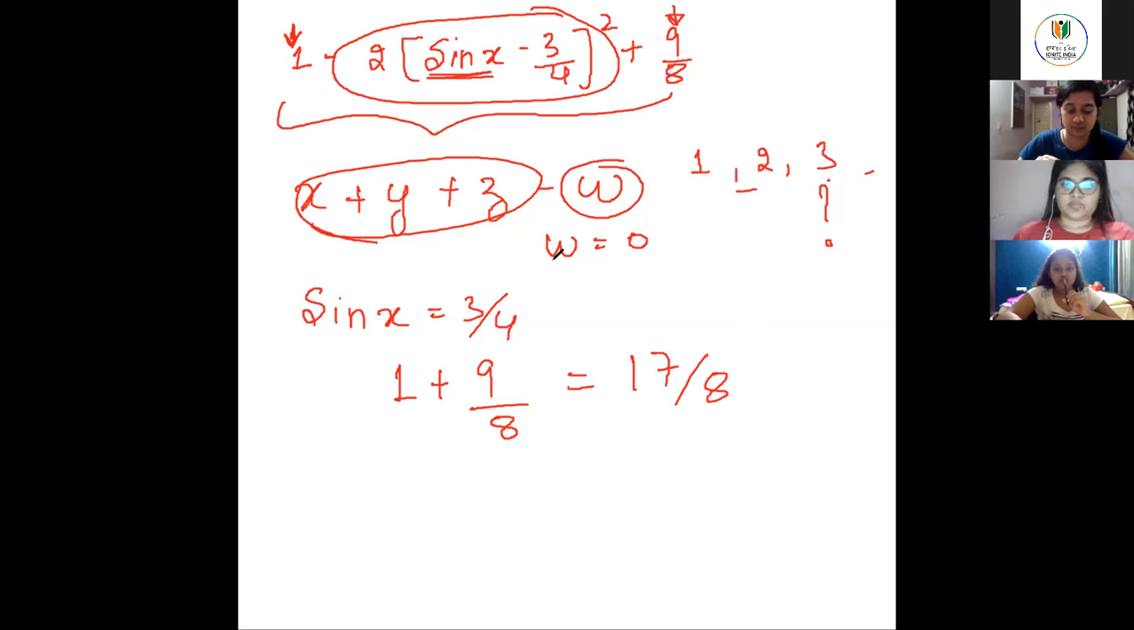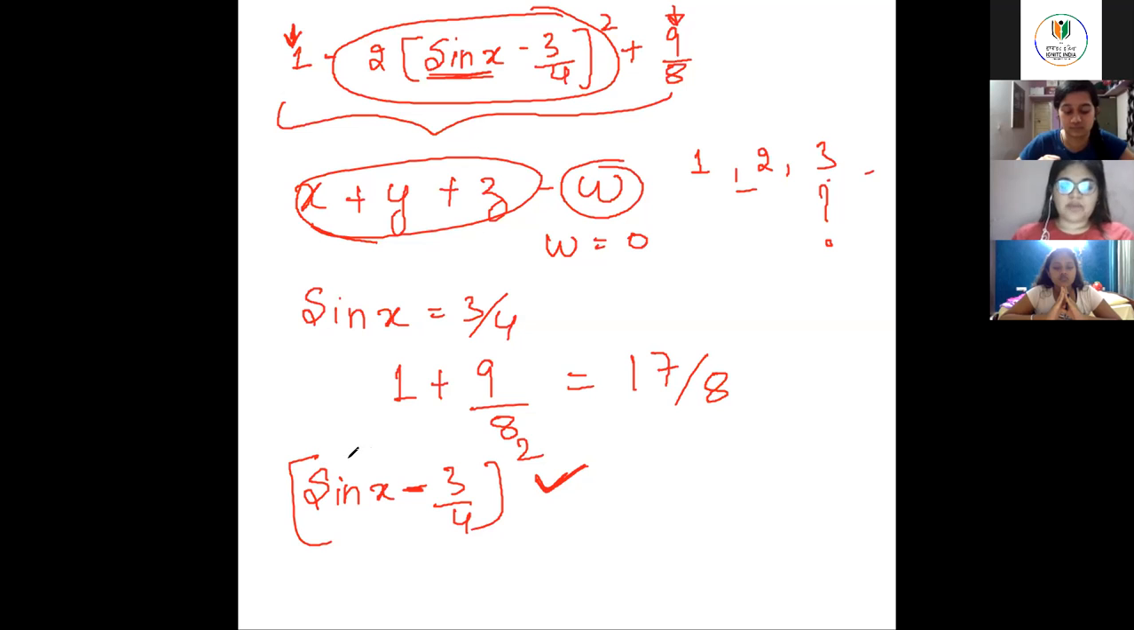Okay. Now for a minimum value, there is already a negative here. So you have to maximize this function, (sin x minus 3 by 4) whole square. If you are able to maximize this function, you can easily get the negative, the minimum value. So this function is minus 3 by 4.